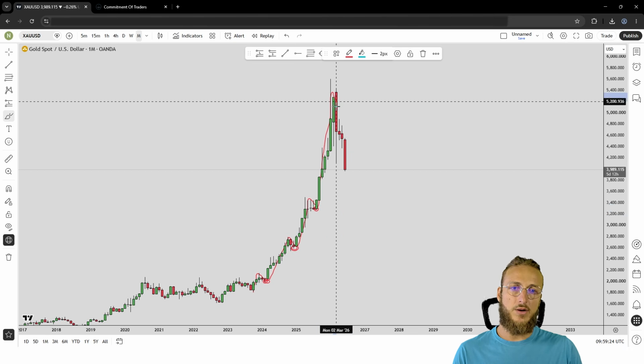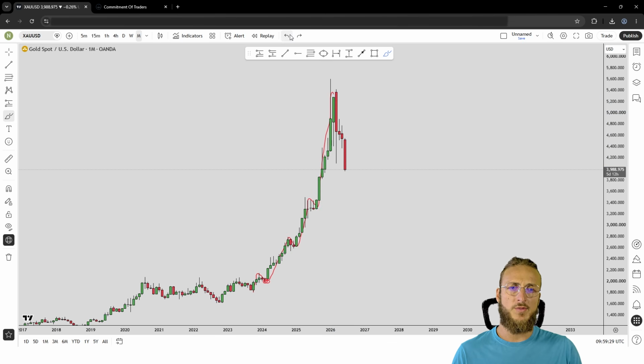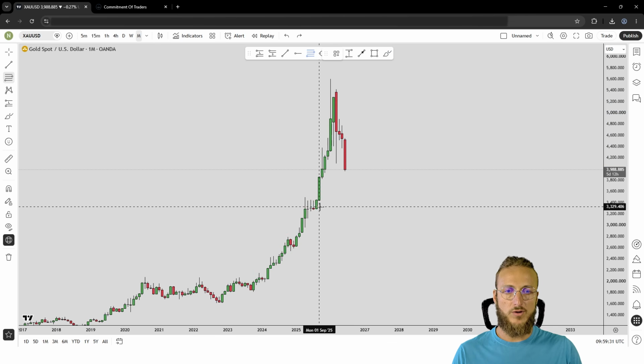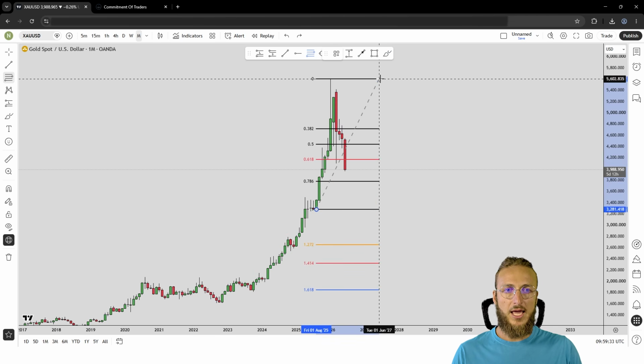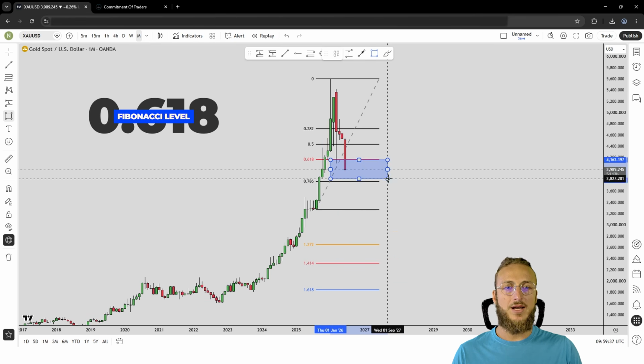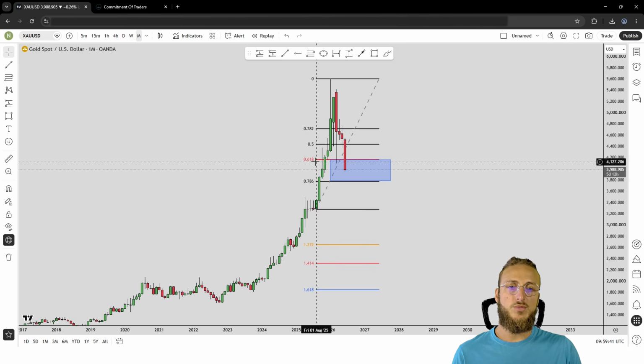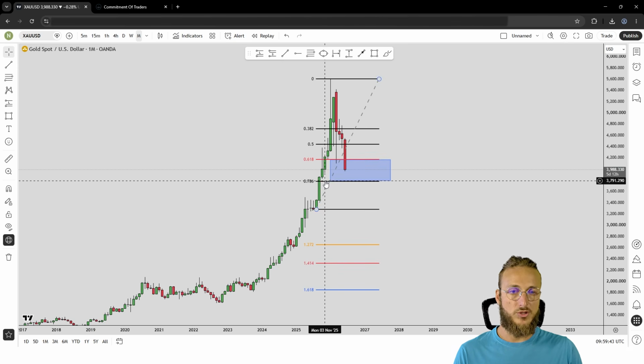However, what we can see now is that we're getting a deeper correction. Now, to measure how deep the correction is, of course, we have to take our Fibonacci from the low to the high of the impulse leg. And we can see that right now we have breached the 0.618 and we are in the last possible reversal zone. In fact, we are in between the 0.618 and 0.786.